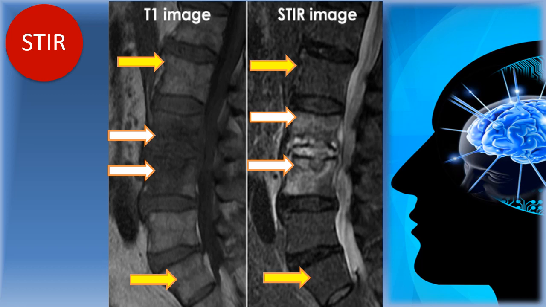In addition, the intervening disc has a bright signal too. This is a clue for a spondylodiscitis infection case. And this example indicates the high sensitivity of the STIR image for detection of abnormal water and edema.